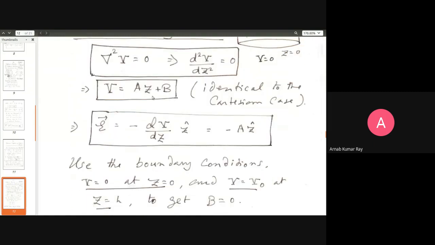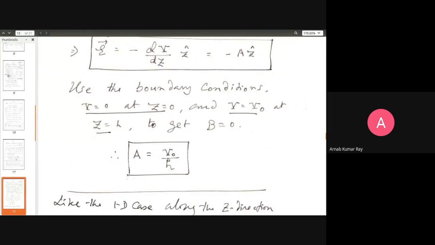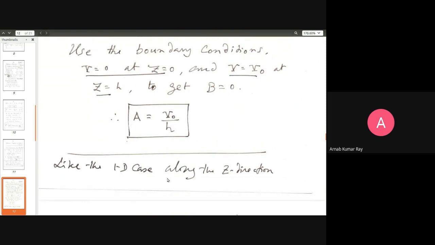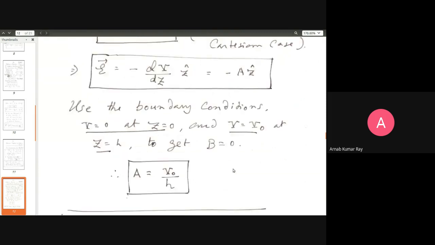When z is equal to 0 and V is equal to 0, 0 will be equal to A into 0 plus B. Therefore, B is equal to 0. And then you're left with V is equal to Az. So V naught is equal to A into h. Therefore, A is equal to V naught by h, like the 1D case along the z direction.